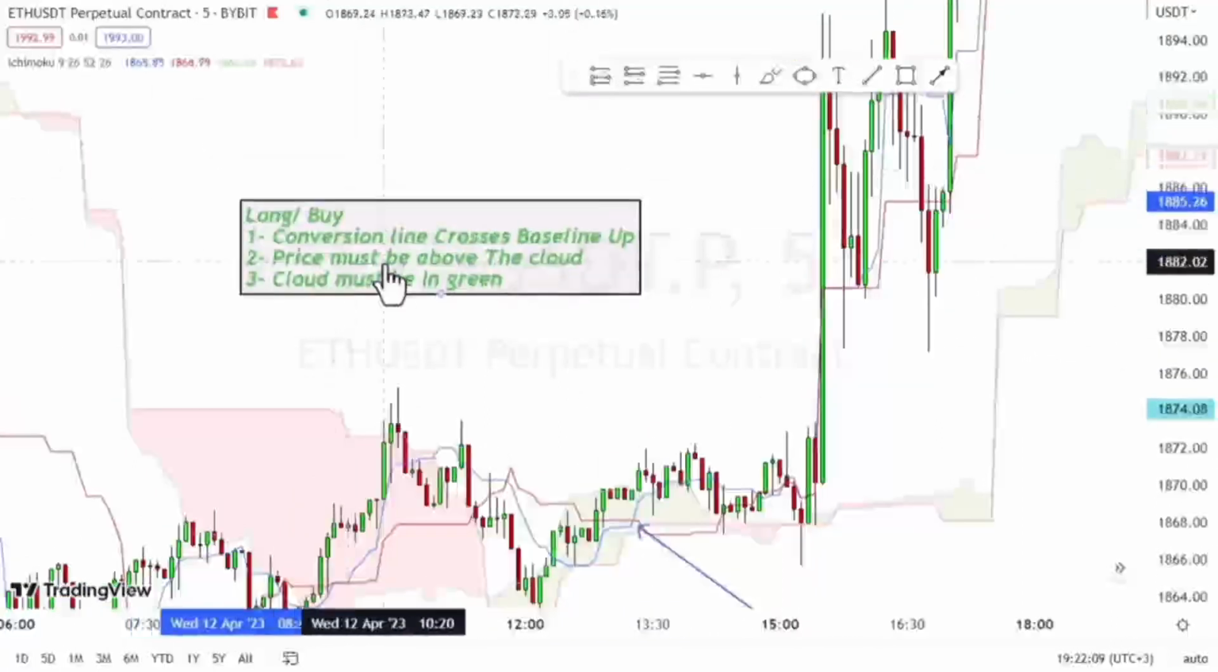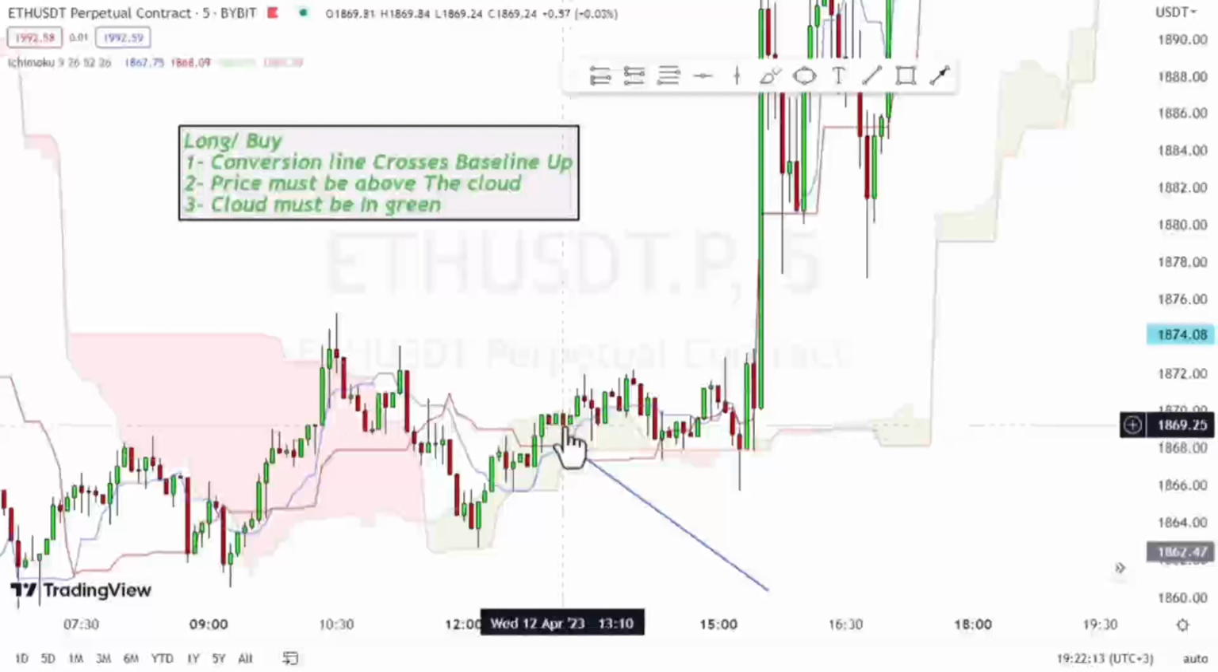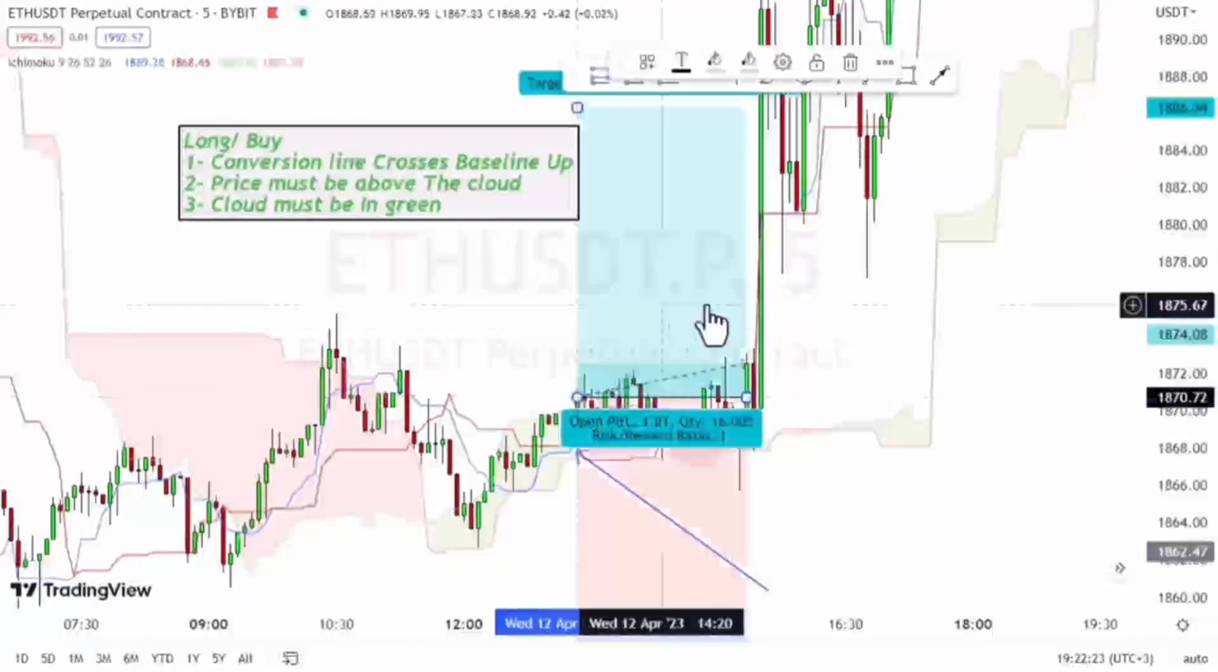Price must be above the cloud. So we have to wait for the candle close above the cloud, which was this one here. And the cloud must be in green. Yes, it is in green. So we can just take a long trade. We could just take a long trade here. Where to put our stop loss?